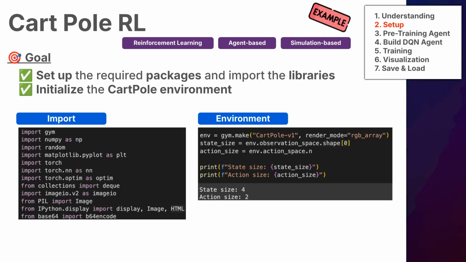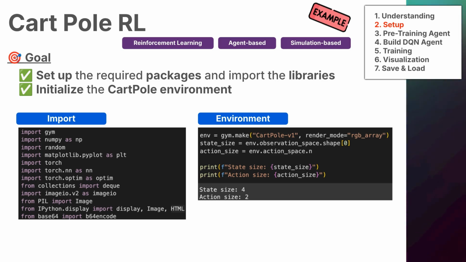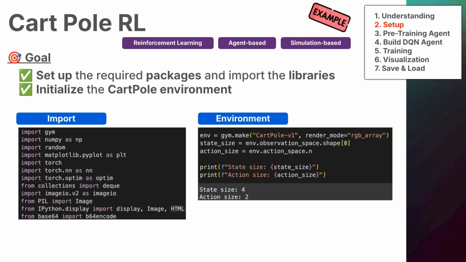The state size gets the size of the state space. In CartPole, the state includes 4 values: cart position, cart velocity, pole angle, and pole angular velocity. So state size will be 4. This gets the number of possible actions the agent can take. In CartPole, there are 2 actions. 0 is to move the cart left. 1 is to move the cart right. So action size will be 2.